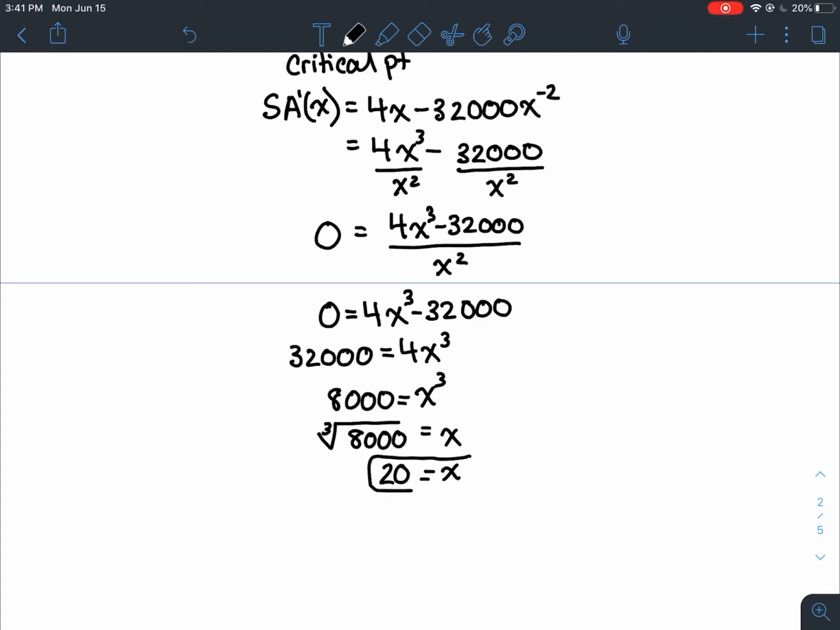So x is equal to 20. Not keeping negative 20, because with the cube root, a negative times a negative times a negative would still be a negative. So 20 is our only possible answer.